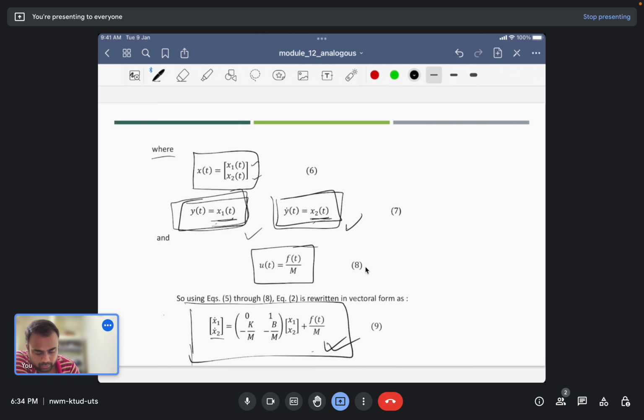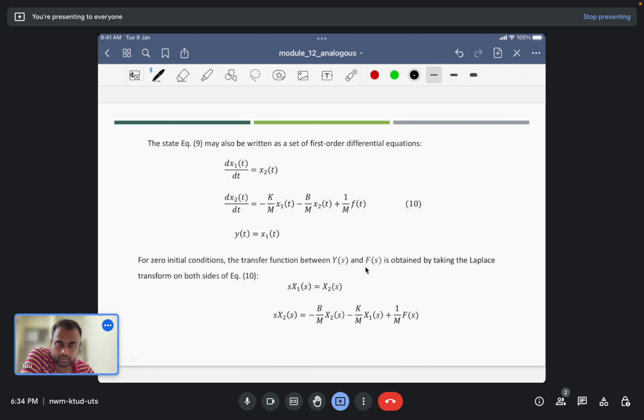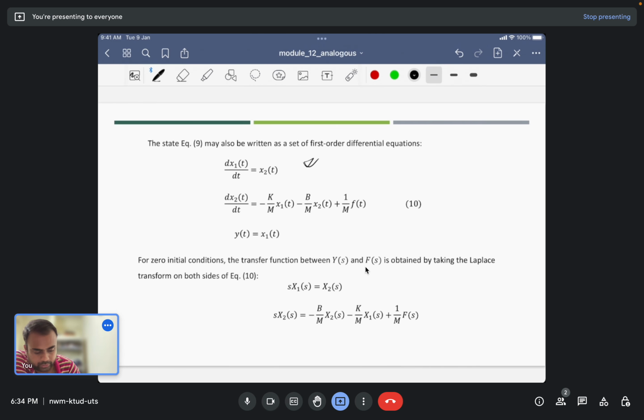So these are x1 dot is y dot t and x2 dot is equal to y double dot t. So finally we arrive at equation number 9. So this equation 9 now has to be solved, so that there are two matrices, so we'll get two differential equations, one for x1 dot and one for x2 dot. So these are the two equations we'll try to solve.